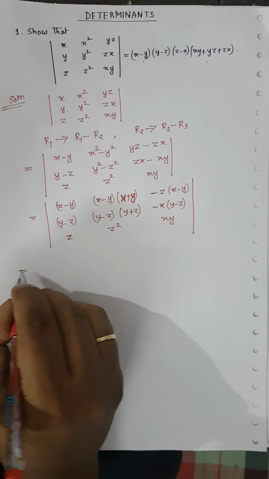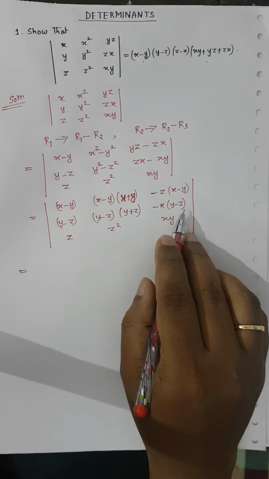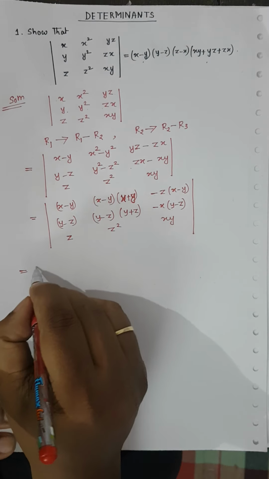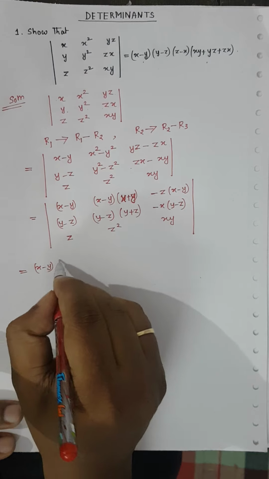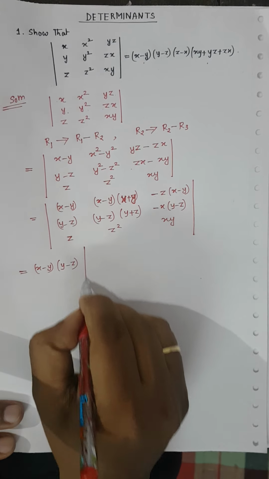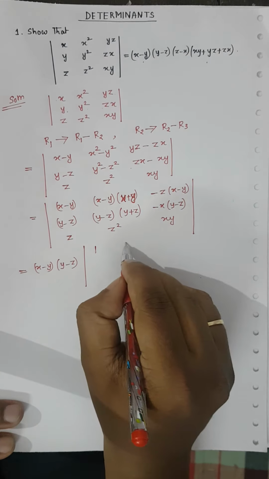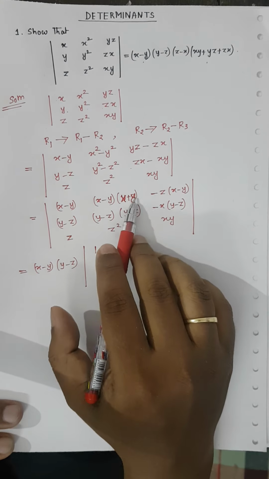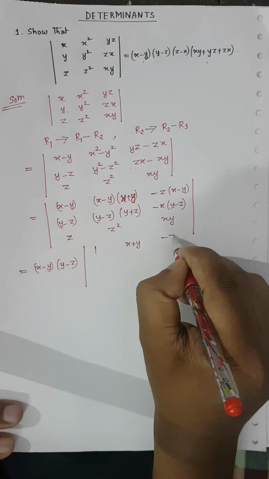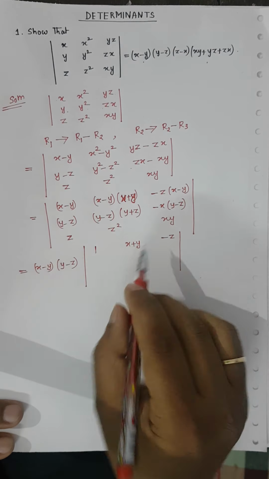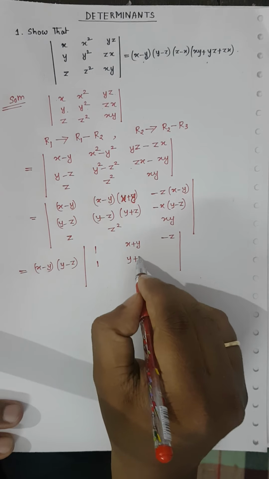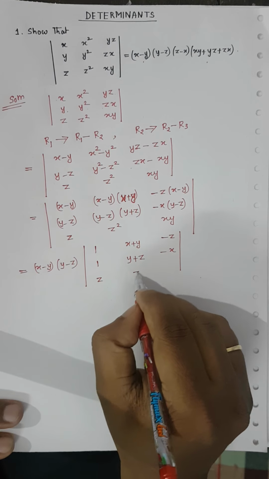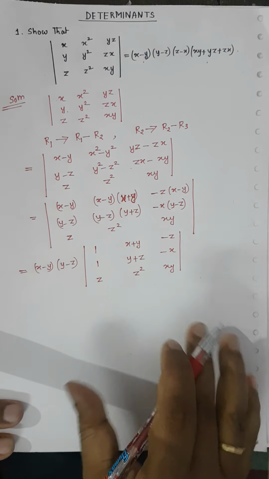Now from row 1 and from row 2, we can take the factors x minus y and y minus z common. So it will be x minus y into y minus z, times the determinant. Row 1 is 1, x plus y. By mistake I have written here y minus z. Okay, this is minus z. From row 2, it is 1, y plus z, minus x, and now row 3 is z square, xy.